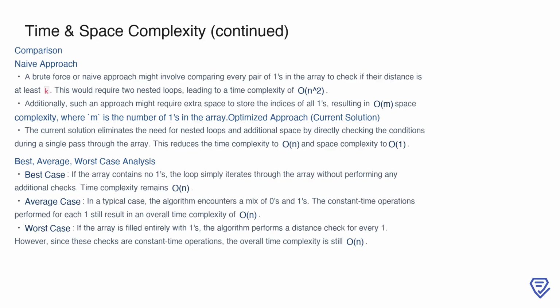Looking at best, average, and worst-case scenarios, the efficiency remains consistent. In the best case, if there are no 1's, the loop only iterates through the array without additional checks, maintaining O(n) time. On average, the algorithm handles a mix of 0's and 1's, and the overall time complexity stays O(n). Even in the worst case, where the array consists entirely of 1's, the distance checks for each one are constant time operations, ensuring the time complexity remains O(n).